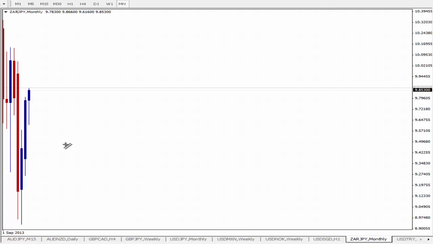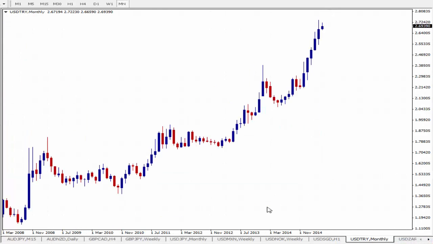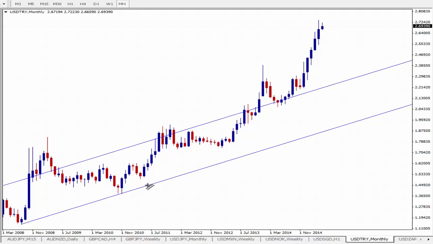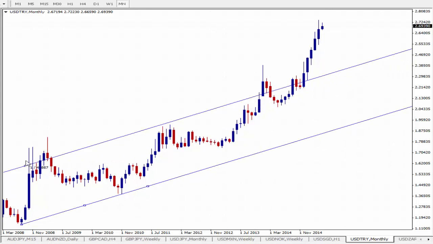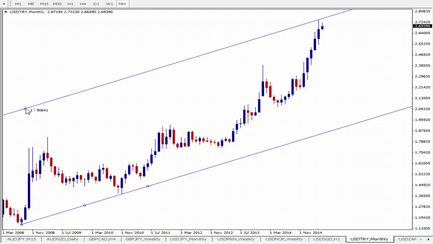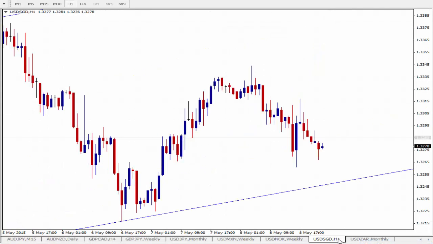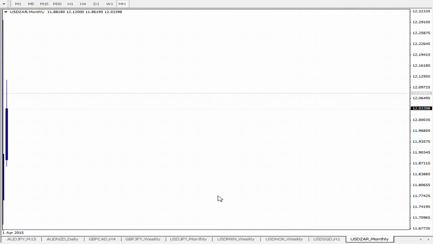Okay, now this one, it's just all over the place, so we're gonna avoid that. And this one is definitely moving upward. But it's exhausted itself, as you can see, momentarily. So it could start falling again. We don't want to be involved in a trade like that. Okay, and there's one more chart, and not much data there, so we're going to skip that one.